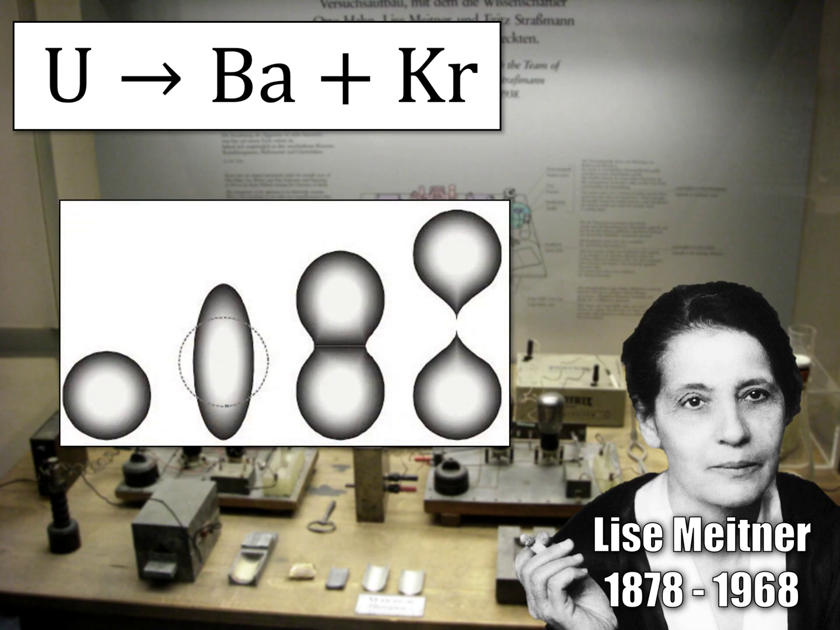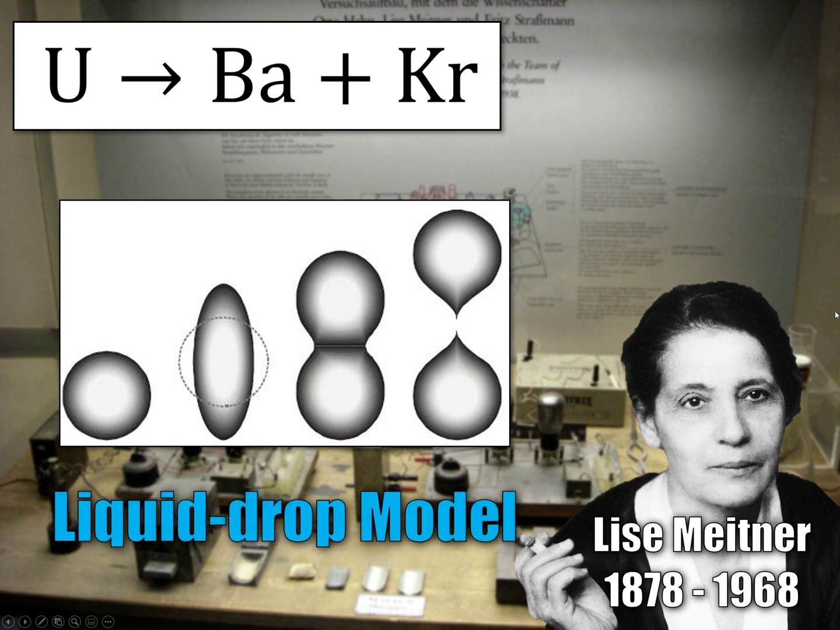Lise Meitner went on to explain a mathematical model that would show that uranium, if it gets elongated past a critical deformation, which is what we're seeing here, then the electromagnetic forces can take over and rip apart the nucleus. So Lise Meitner showed that this was physically possible. It's called the liquid drop model.